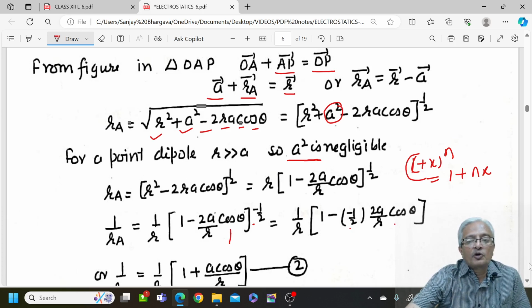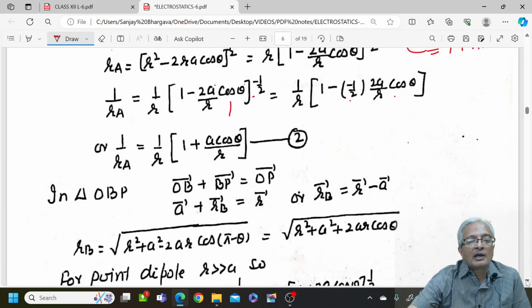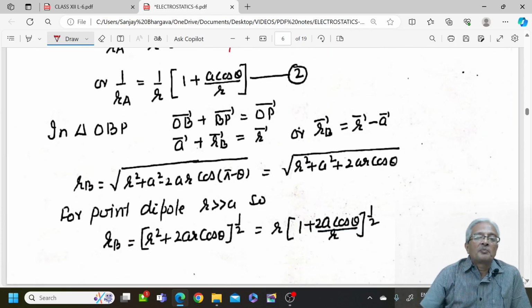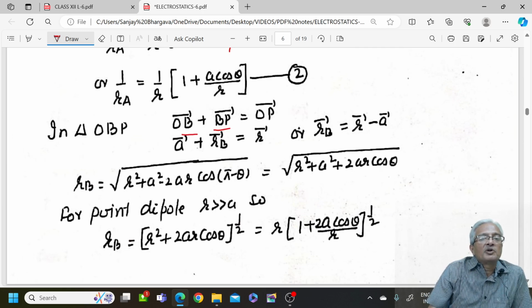Simplifying, what we obtain is 1 upon RA is equal to 1 upon R plus A cos theta upon R. Similarly, in the triangle OBP, OB plus BP would be equal to OP. So A vector plus RB vector must be equal to R. Once again, we are interested in calculating RB. So it would be given by R vector minus A vector. And what is the magnitude of it?